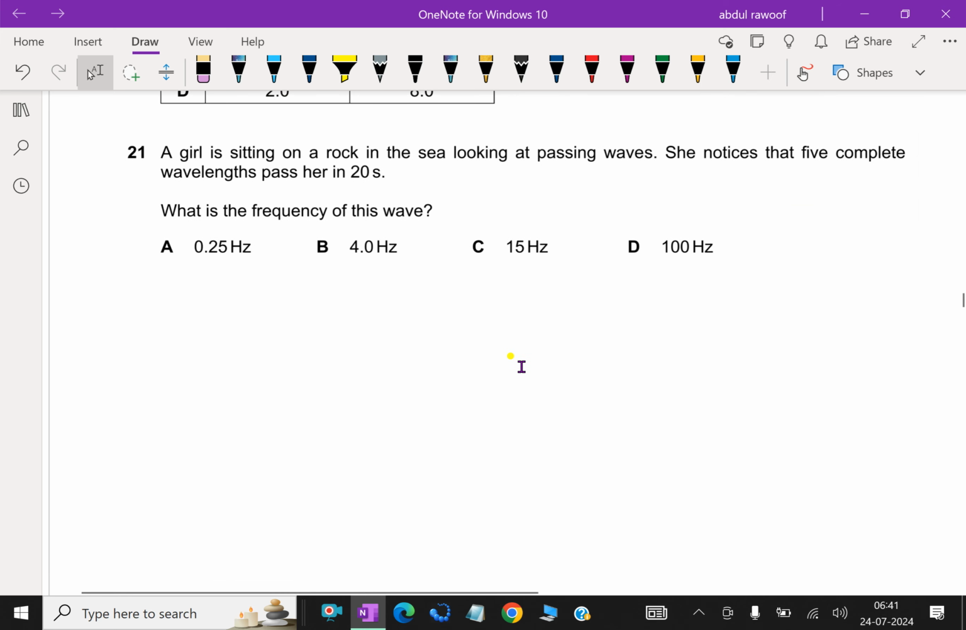Next one, a girl is sitting on a rock in the sea looking at passing waves. She notices 5 complete waves per 20 seconds. So frequency is number of waves, 5, over 20. 5 over 20 is 0.25 hertz. Option A.